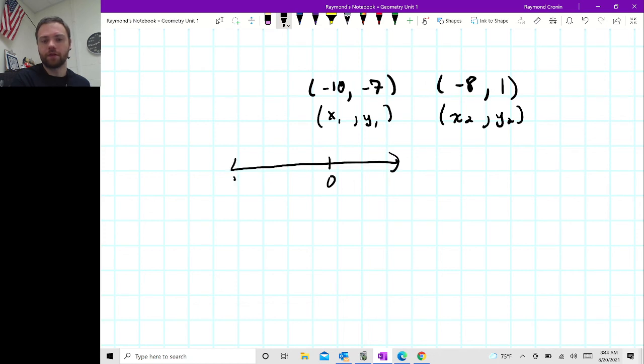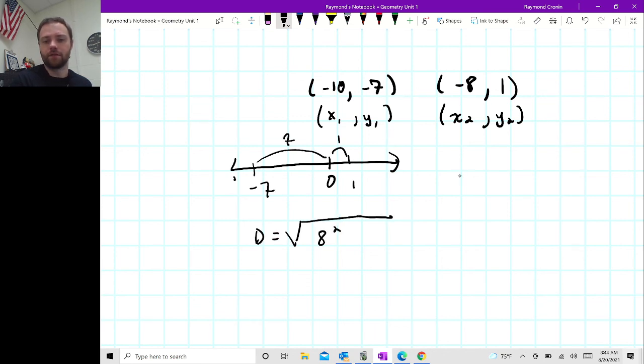So I've got 0 here. I've got 1 over here and negative 7 over here. So this distance is 7. This distance is 1. So 7 plus 1 is going to be 8. So in that square root, I'm going to have 8 squared.